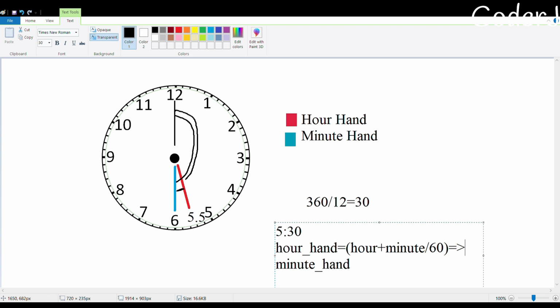So if I use this example, then the hour was at 5, right? 5 plus 30 divided by 60. It will give me 5.5, and I know that. Great. So now I know that my hour is 5.5, and I just multiply it into 30, and I'll get my total degree it makes with the origin. So now I have calculated my hour hand degree. We are done with the hour hand.